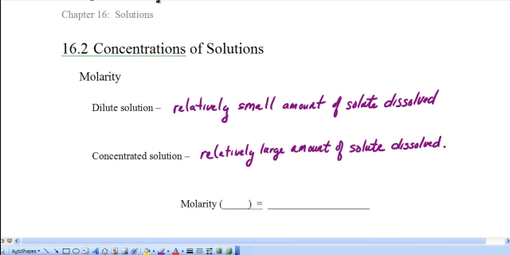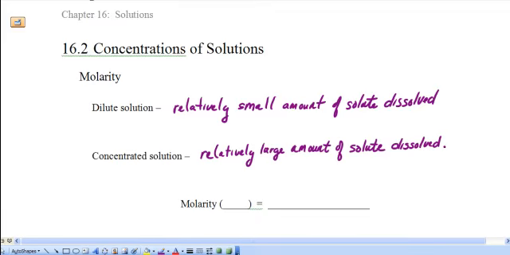Now, those terms are very commonly used, but they don't tell you exactly how much solute is dissolved. When you say something is concentrated, that doesn't necessarily mean that it has more than one or the other. It's simply saying that it has a relatively large amount.